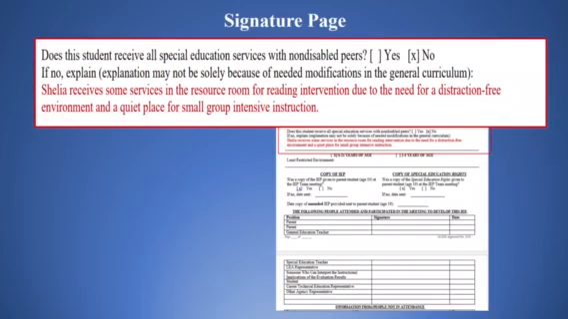Also on the signature page, a common error found during monitoring is under does the student receive all special education services with non-disabled peers? If this is marked no, then you must explain why the student cannot receive these services within the general education classroom. So here's an example. Sheila receives some services in the resource room for reading intervention due to the need for a distraction-free environment and a quiet place for small group intensive instruction.